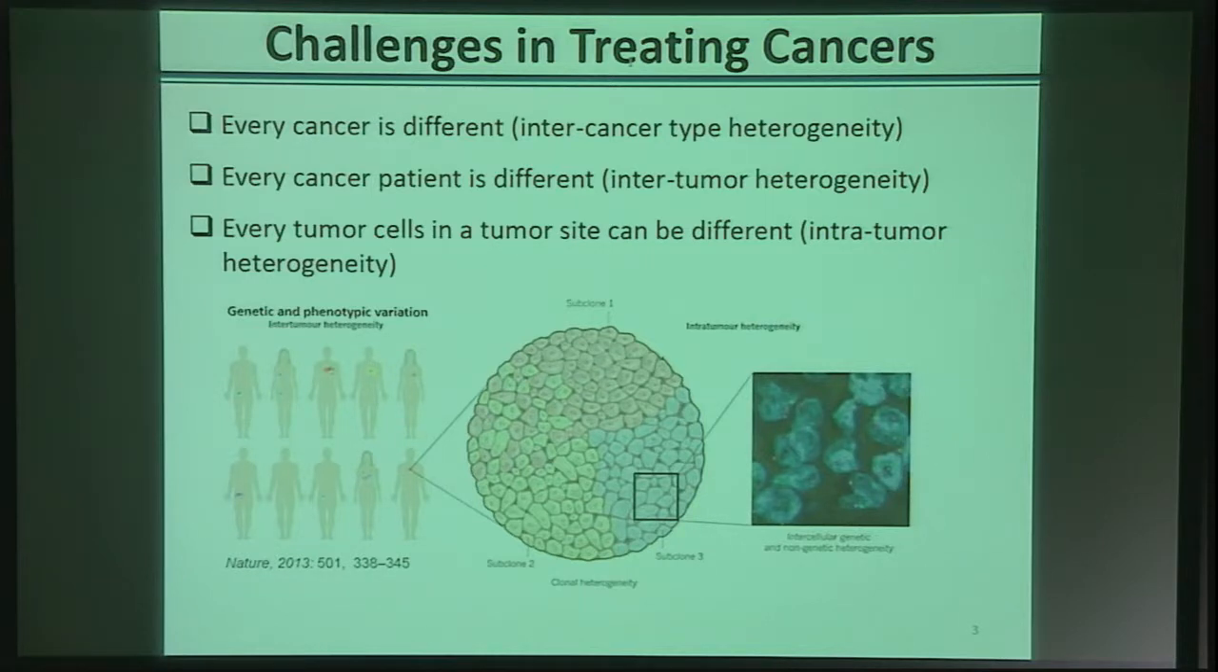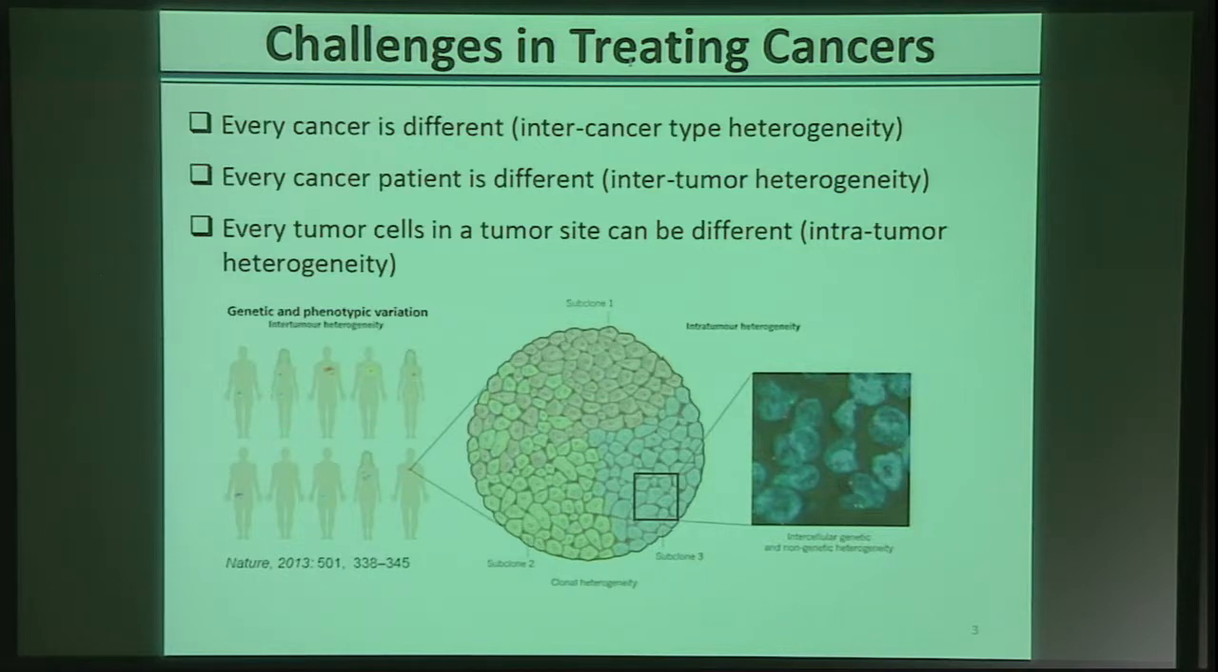And we know that every cancer type is different. So basically, we consider every cancer type itself a disease. And even within the same cancer type, every cancer patient is also different. That is the so-called intertumor heterogeneity, as you can see from here.